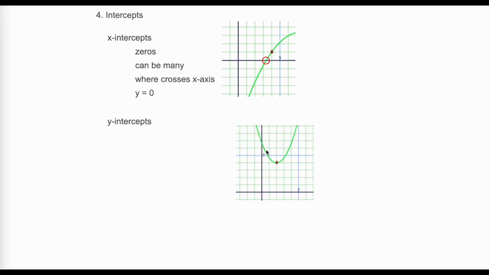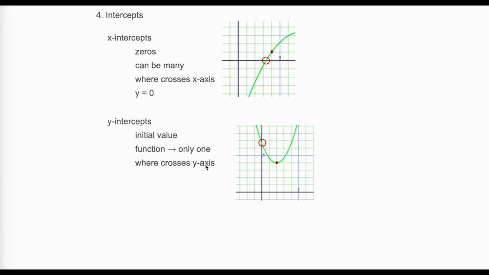Y-intercepts, it's where it crosses the y-axis, right here. These are called the initial values. If you're looking at a straight line, we call this the b. This is called the initial value. It's when the x value is 0. If you have a function, there's only one initial value. You can only ever have one y value if you have a function.